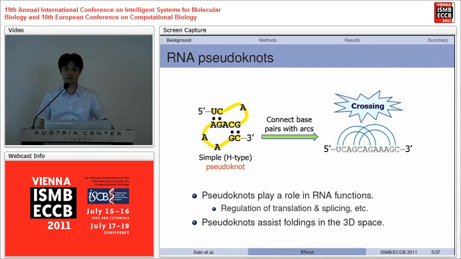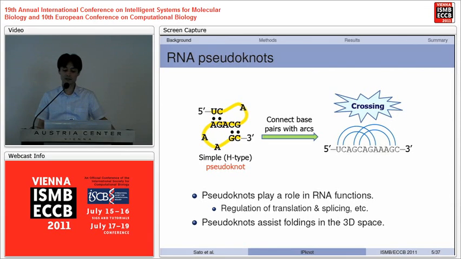Pseudoknot is an important topology in RNA secondary structures. This is an example of a pseudoknot structure called a simple type, H-type pseudoknot. If we connect base pairs with arcs and stretch the sequence from 5' end to 3' end, we can get the sequence with arcs like this figure. Then we say that the secondary structure includes pseudoknots if at least two arcs are crossing each other.